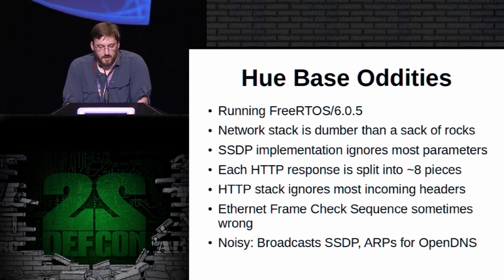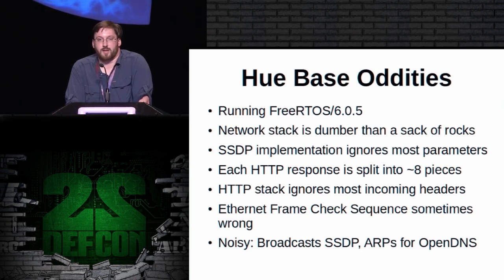Let's see, other things. Oh yeah, the HTTP stack basically ignores whatever headers you send it. It doesn't pay attention to content type or any of that. It sometimes sends out the wrong Ethernet frame check sequence, and it sends a lot of random stuff even when it's not connected to the internet. I've noticed that occasionally when it has an IP address, it'll still be trying to DHCP. It's always looking for OpenDNS even when it knows where it is.